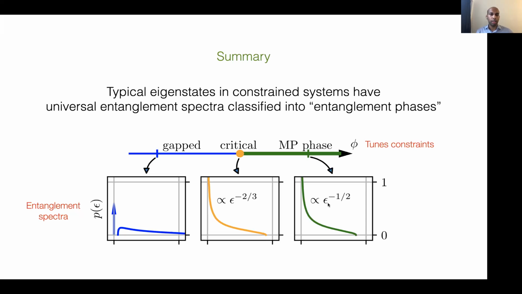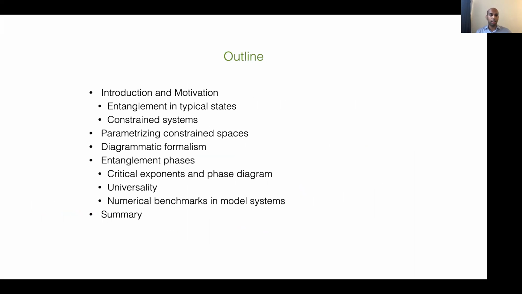Okay, right. Now that the key message is out, I'll give you an outline. What is the motivation for this whole work? Why constraint systems, and what does entanglement look like in typical or generic eigenstates? Then, how do you parametrize constraint spaces in a general way? Then I'll come to some formalism to calculate the entanglement spectra. Then I'll talk about what an entanglement phase is, what sort of critical exponents and phase diagram you have, and why it is universal, or what sorts of universality we mean here. And I'll show some numerical benchmarks and actual model systems which bear out the calculations and intuition so far.